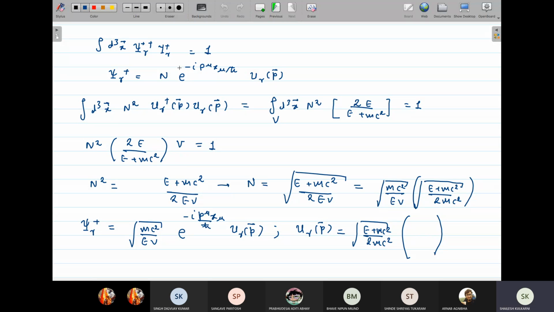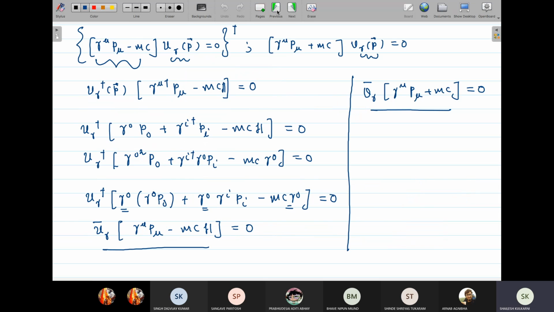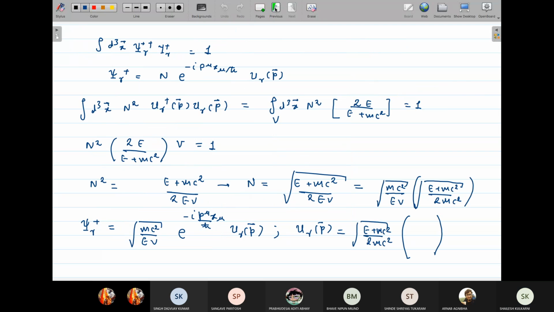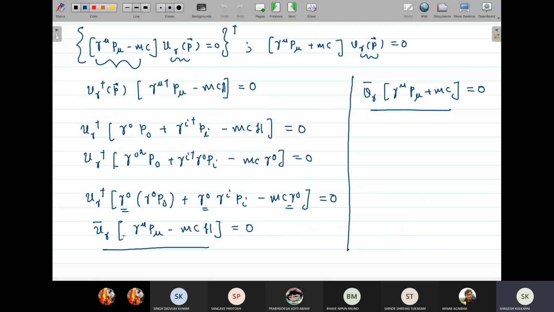The last point which we discussed in the last class is the equation satisfied by u bar and v bar. From this, or by using the explicit form of u, one can easily show it. Remember how u bar is defined: u bar of r is defined as u dagger r into gamma 0. We know the normalization for u_r dagger.